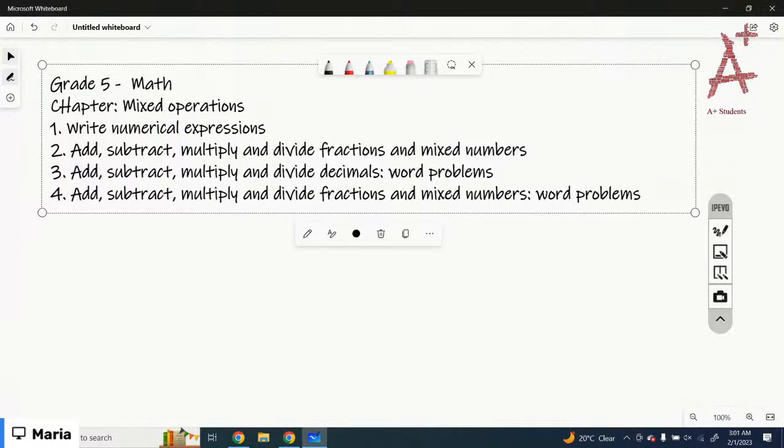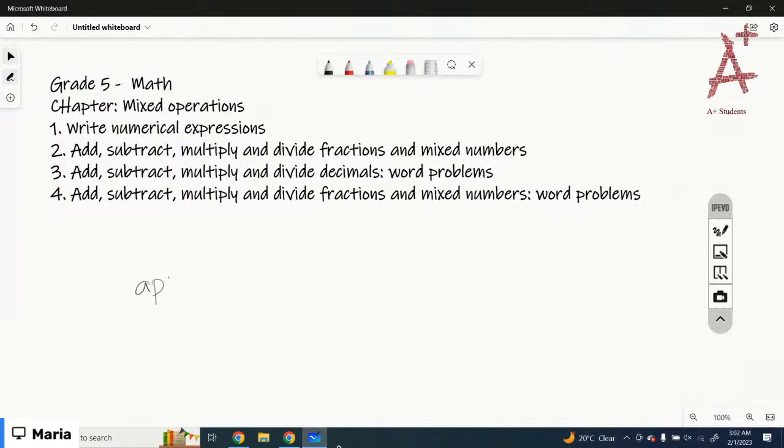So we're going to start with grade 5 maths. You can find all the lessons on aplusstudents.com. You have to log in there using your email address and password provided by the administrator. Then you have to select math from the subject tab. Scroll down to grade 5 and then click on view all lessons. There you can find the list of the chapters.